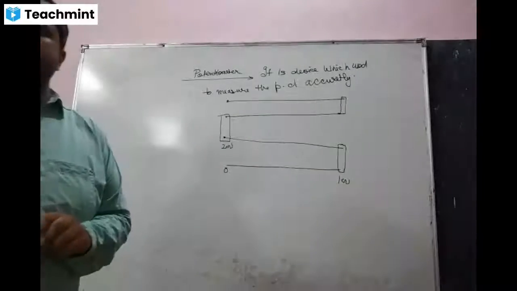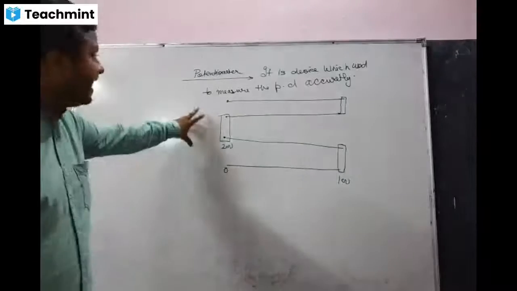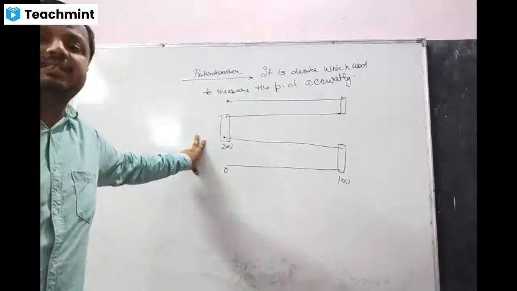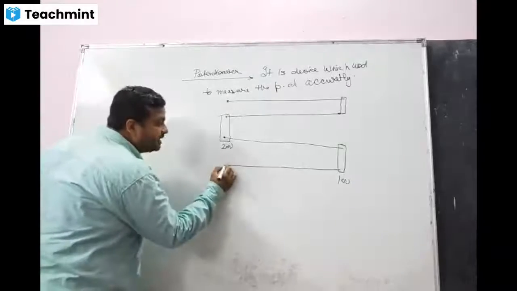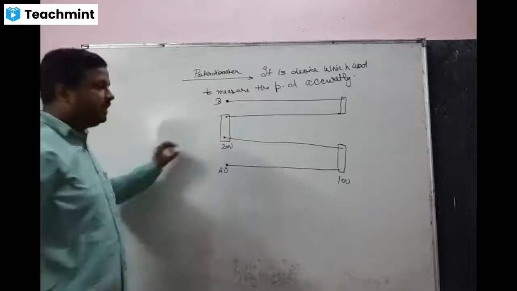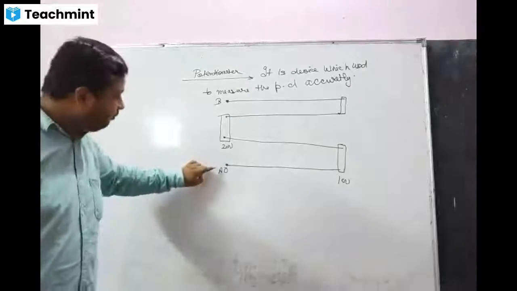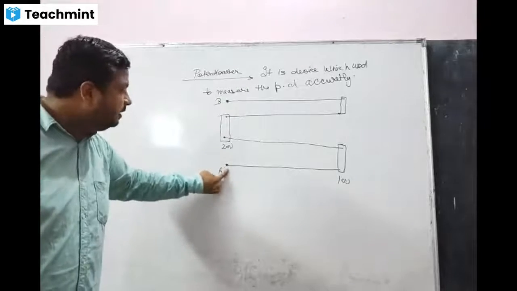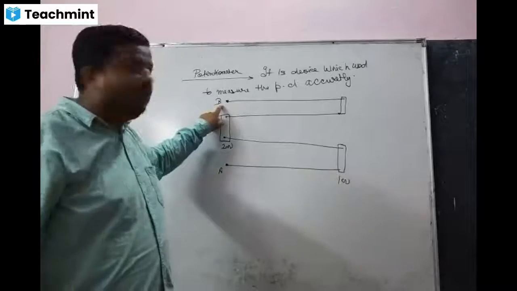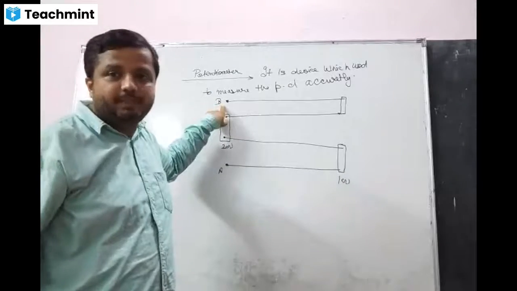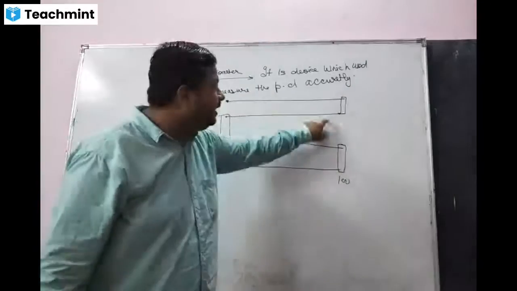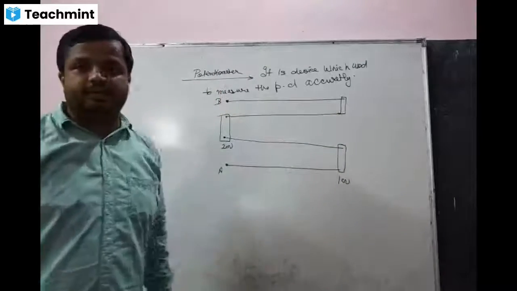We consider a 400 centimeter wire in length, across which we connect a standard cell. This portion is A and this portion is B. The first point A is where the value is 0 centimeter, and B is where the wire is 400 centimeter: 0 to 100, 100 to 200, 200 to 300, 300 to 400.